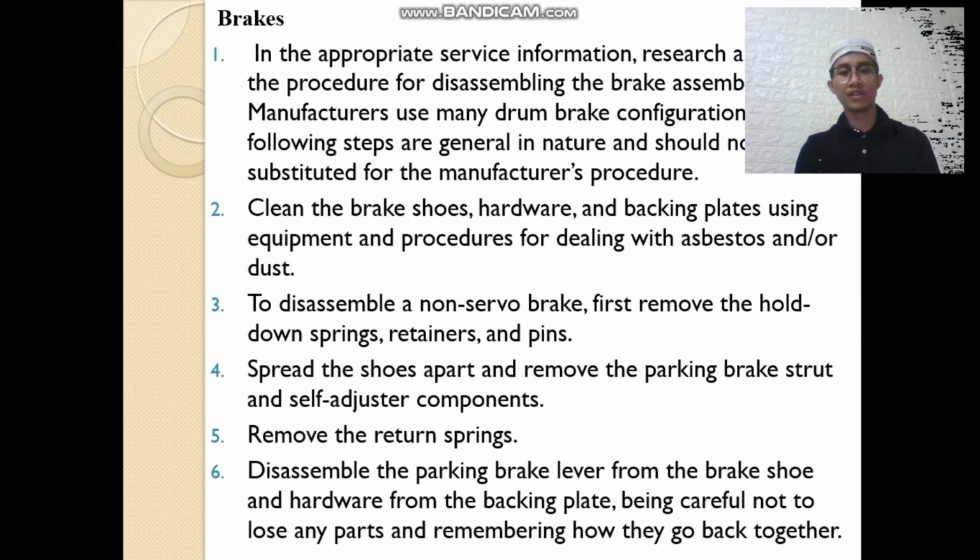First, remove the hold down springs, retainers and pins. Next is spread the shoes apart and remove the parking brake strut and self-adjuster components. The fifth step is to remove the retain springs.